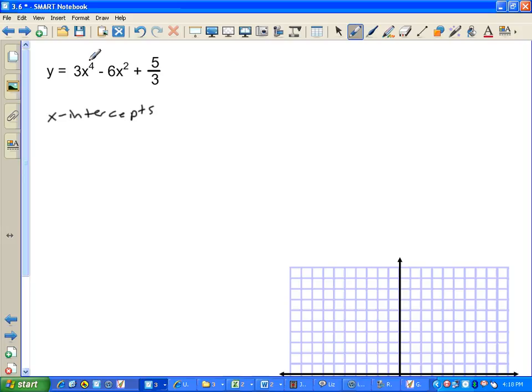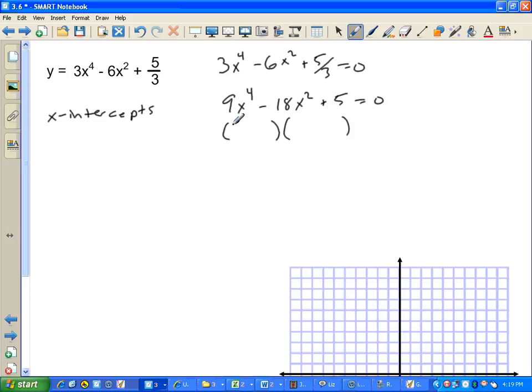Let's see. This one's going to be hard to factor the way it is now. But if I can clear the fraction, it might make it a little easier. So if I've got 3x to the 4 minus 6x squared plus 5/3, and I want to know when this equals 0, I'm going to multiply each side by 3 to get rid of this fraction. So I have 9x to the 4 minus 18x squared plus 5 equals 0. Let's see if this will factor.